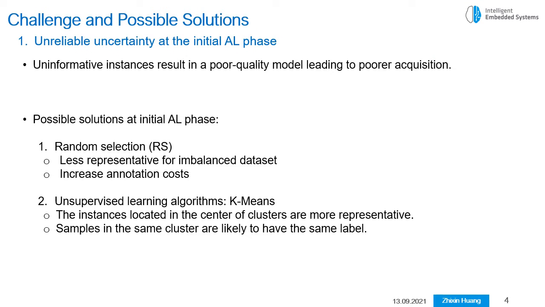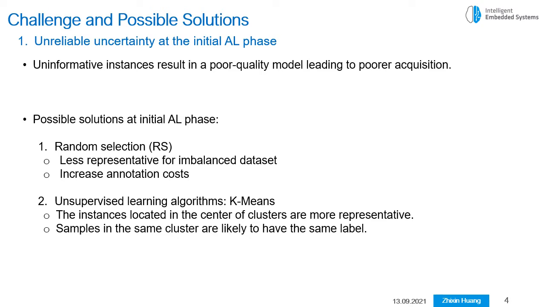For the first challenge, at the initial stage, uninformative instances are usually selected based on unreliable uncertainty due to an unclear sense of the data space. To address the first challenge, it is critical to find the most representative instance from the large unlabeled dataset at the initial active learning phase. The general method is to use random selection at the beginning of the training process for exploration. However, this method could fail for imbalanced datasets because the selected instances are less representative, and most of them are located in dense areas. It will increase annotation cost.